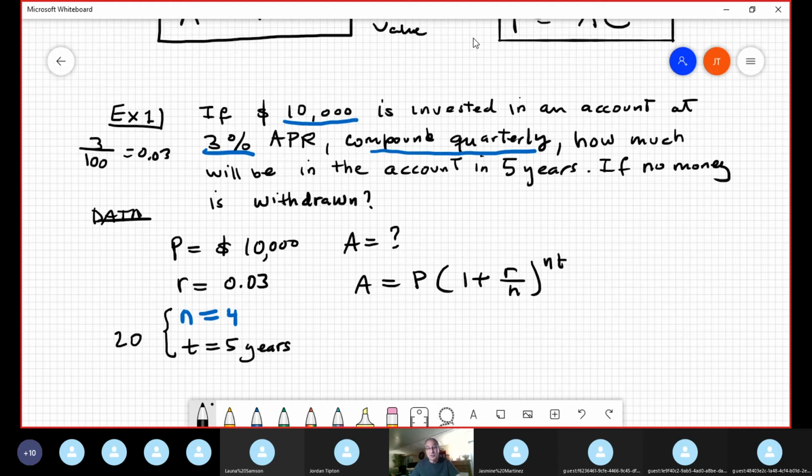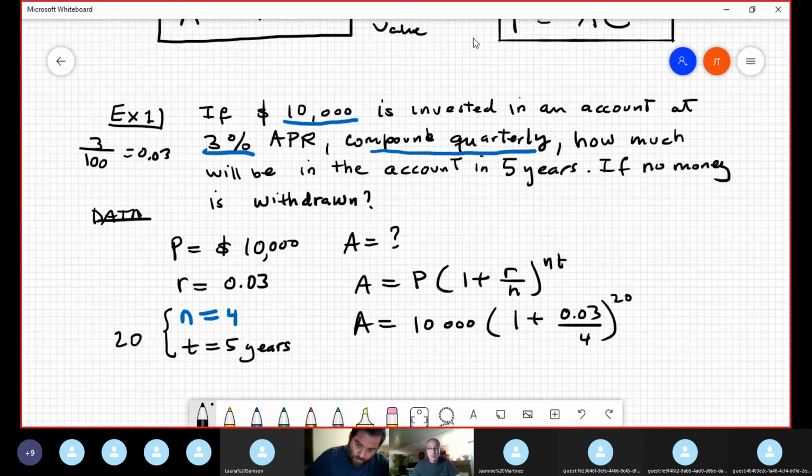When it's continuous, no, it's exponential. Okay, so my problem is P, which is 10,000, times 1 plus R, which is 0.03, divided by 4, since the compounding is 4, raised to the 20 power. Where does this 20 come from? It's the multiplication 4 times 5, NT. N is 4. T is 5 years. Multiplication, 20. And put it in the calculator.